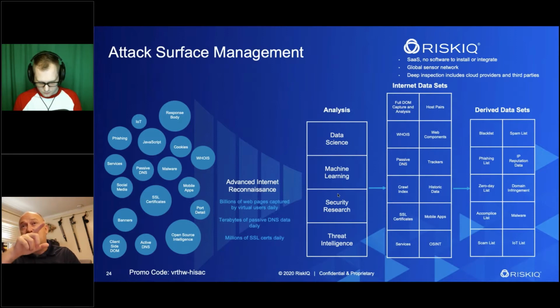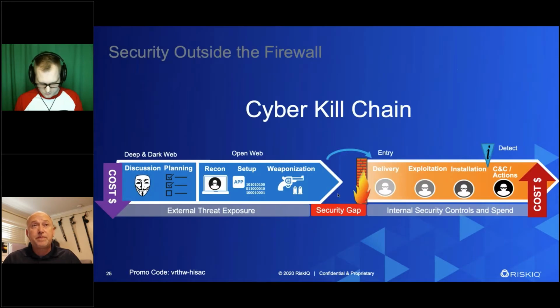And that comes out to all of our internet data sets: the host pairs, the whois, the web components, the passive DNS, the trackers, the cookies, the certificates, the mobile apps, the services that we see, and even some of our derived data sets, like our accomplice list, which flags if you're hosting or linking to something that's bad, scam lists, IoTs, domain infringement, IP reputation, and phishing lists. We have all these things available as well.